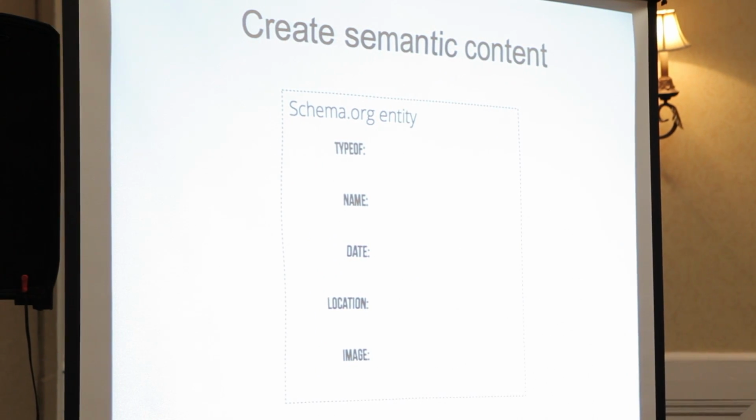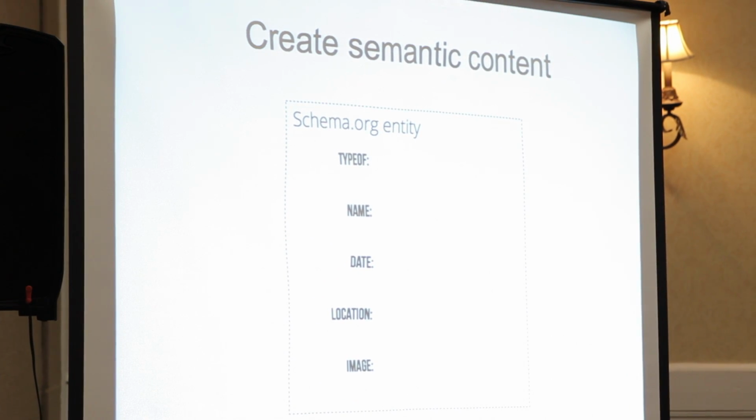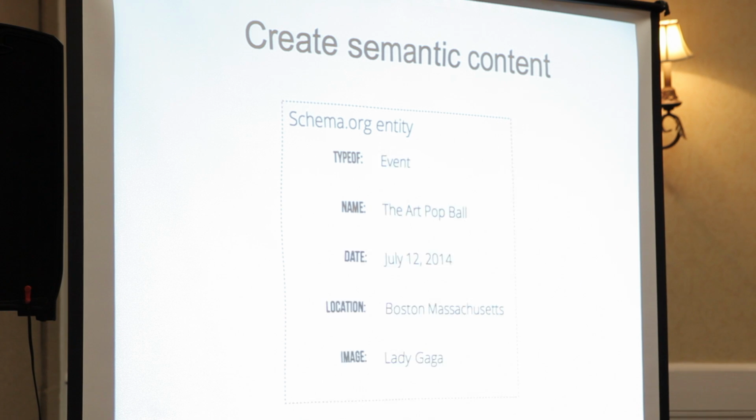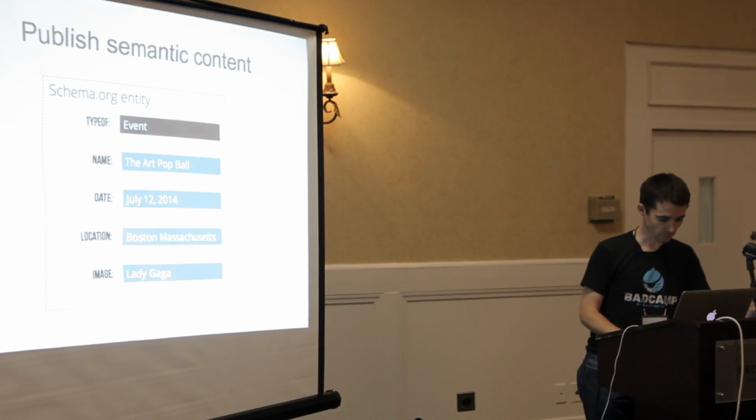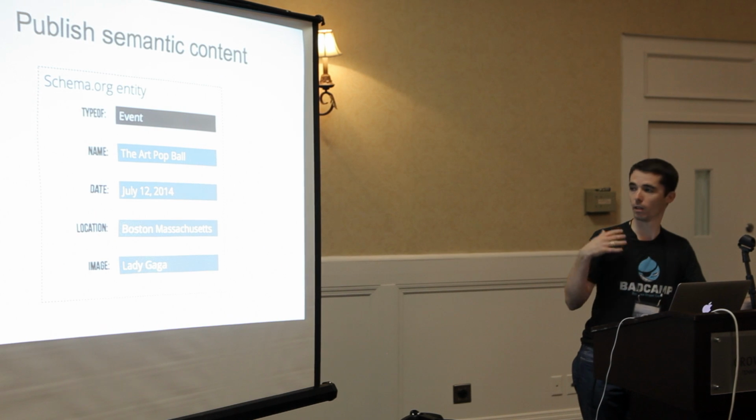So again, this is the workflow. And for those of you who watched Dries' keynote at DrupalCon Austin, he used similar diagrams. So you start with an empty entity, a Schema.org entity, with all the fields that you've defined for an event: the name, the date, location, and an image. You create the content, so the type of event, and then all those values are filled in the form in Drupal. You save it.